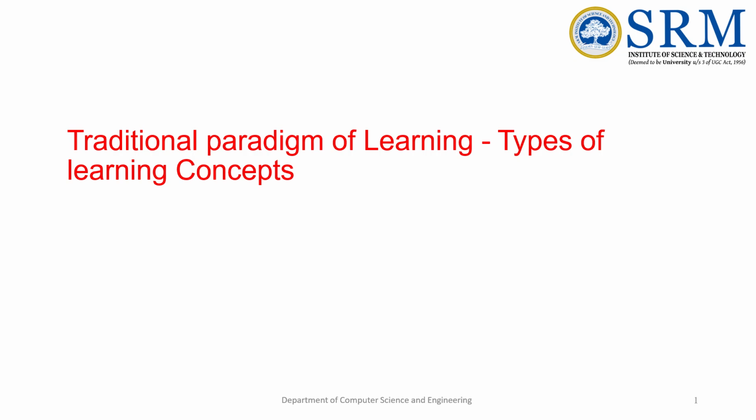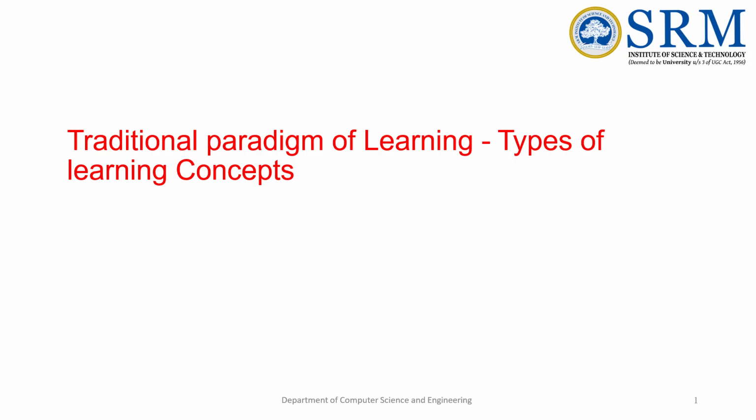Welcome all. Today we are just going to see the topic called traditional paradigm of learning in artificial intelligence. So what is traditional paradigm of learning? It usually refers to the classical approach in artificial intelligence where knowledge is explicitly provided to the systems by the humans. The machine learns from the predefined rules.